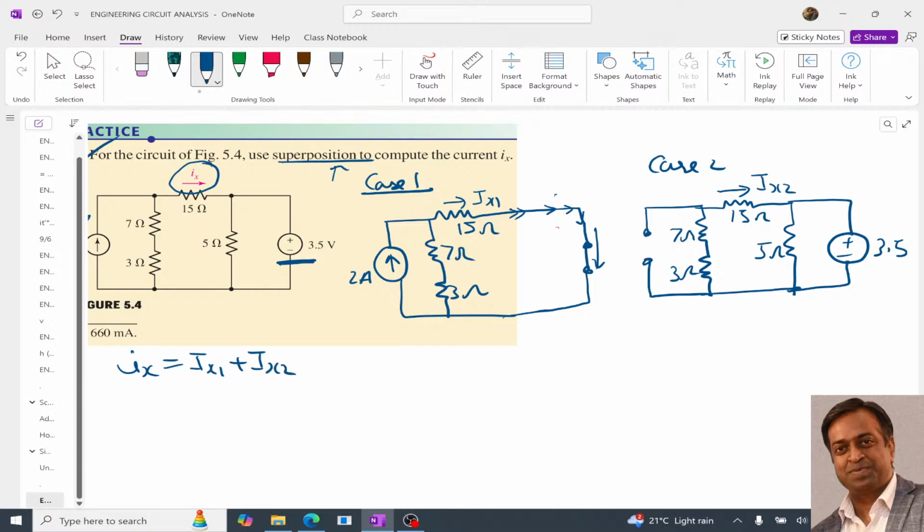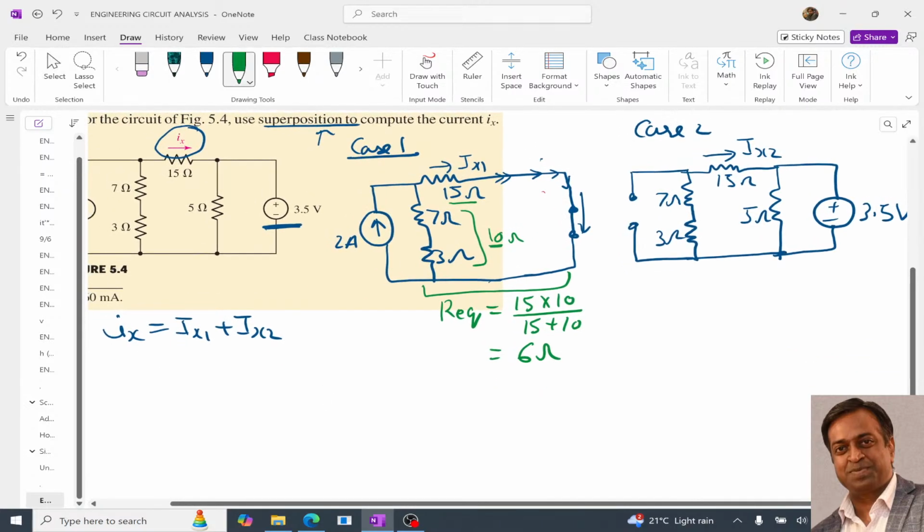So now if I solve this circuit of case 1, the equivalent resistance for this will be 7 plus 3, which is 10. So this 10 ohm is in parallel with this 15 ohm, right? So the equivalent resistance R equivalent will be 15 into 10 upon 15 plus 10. If you solve this, you will get 6, right?